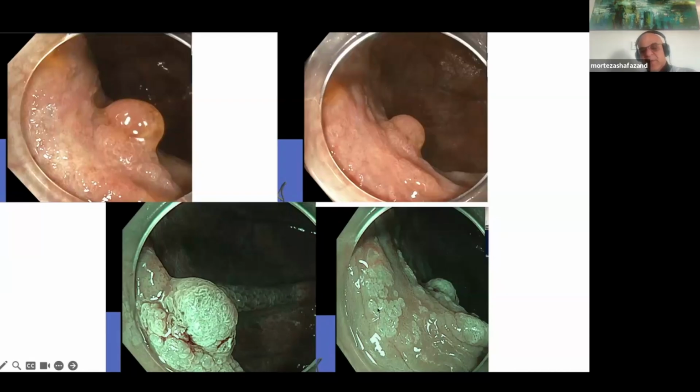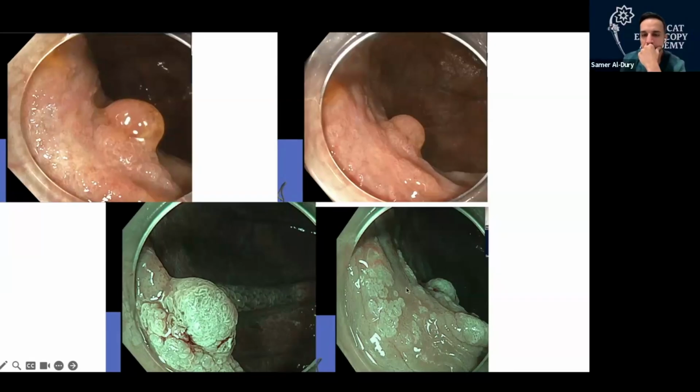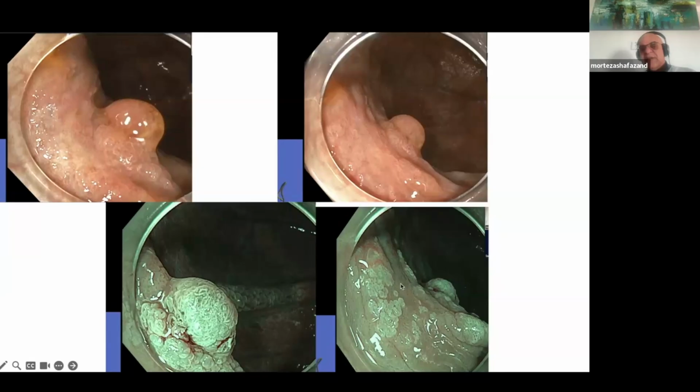But now we get back. You have the component of sessile serrated lesion far away there, and the scar is here. So to estimate the size of the lesion.